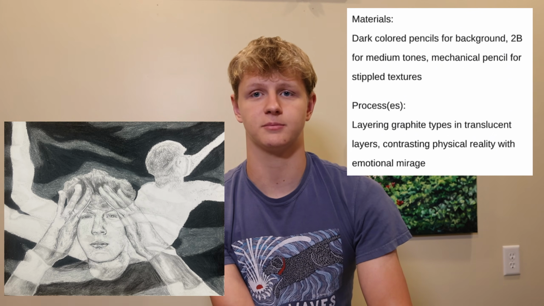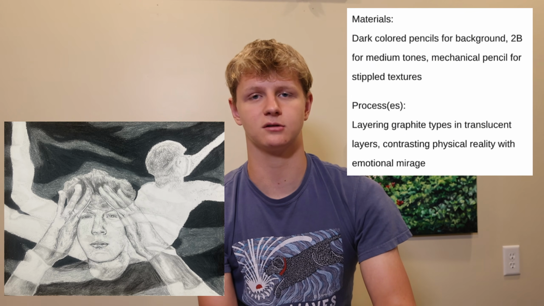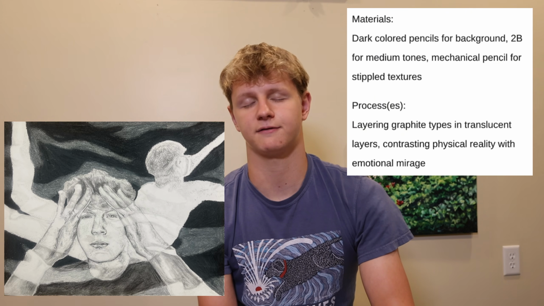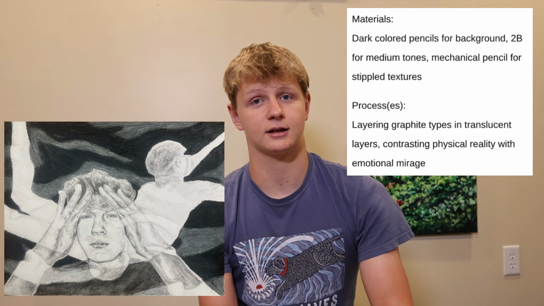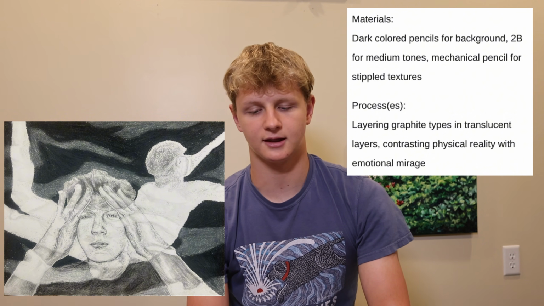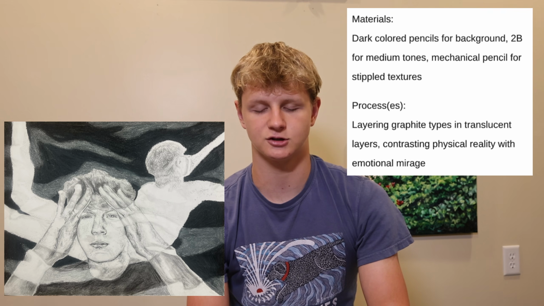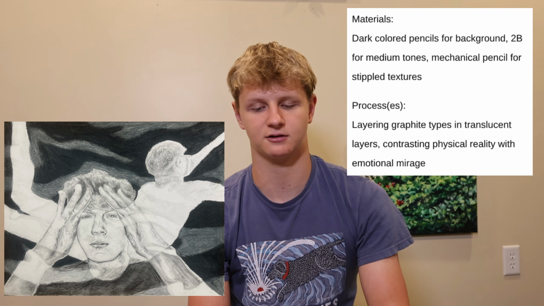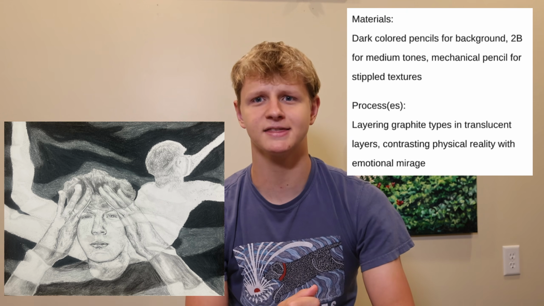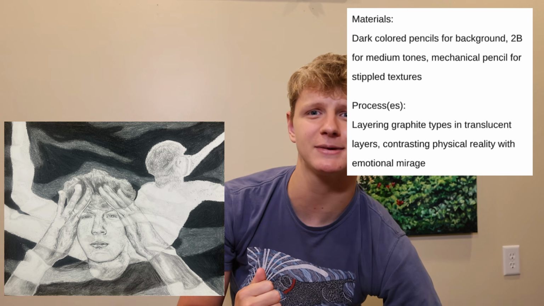I used a couple different pencils, and I actually used the mechanical pencil to do all of the stippling, which created an effect that I liked a lot. And I like what I wrote in the processes written section, where I said, layering graphite types in translucent layers, contrasting physical reality with emotional mirage. Like, that sounds so good. Are you kidding me? I just think this piece looks very cool in general.